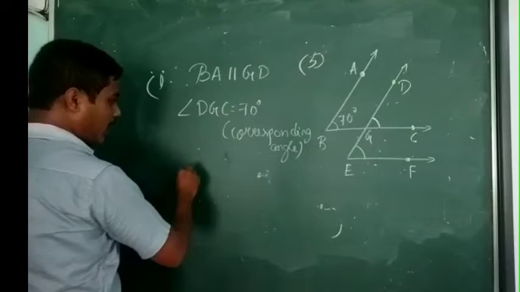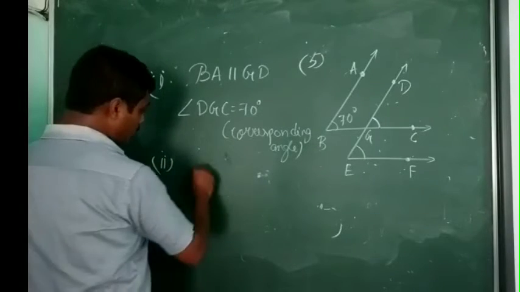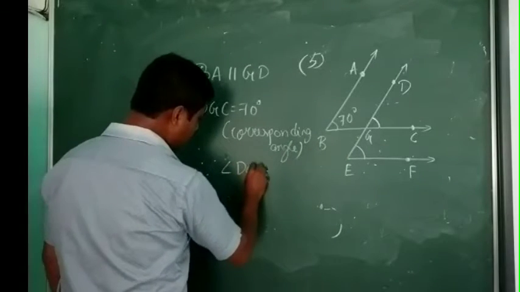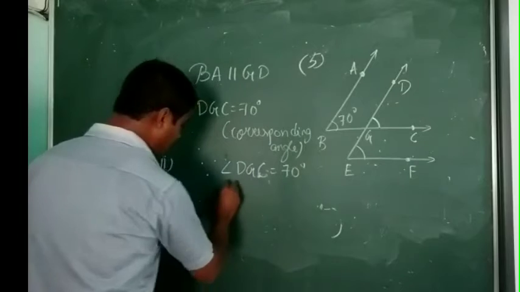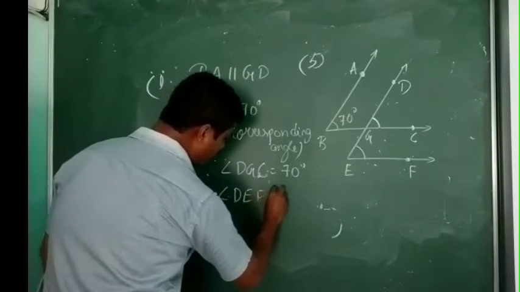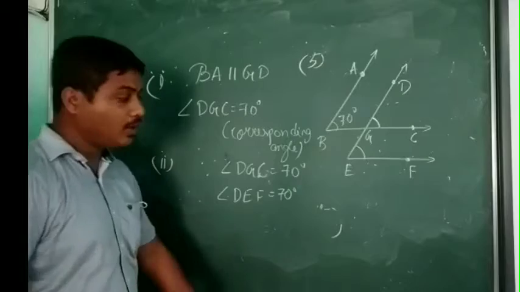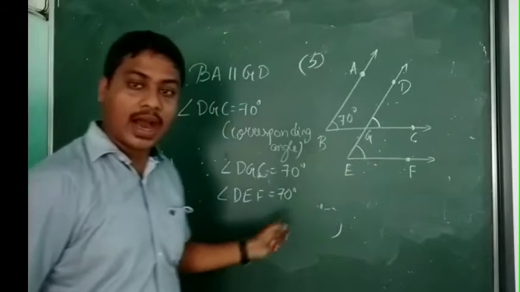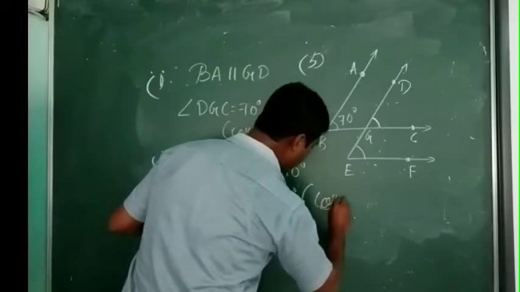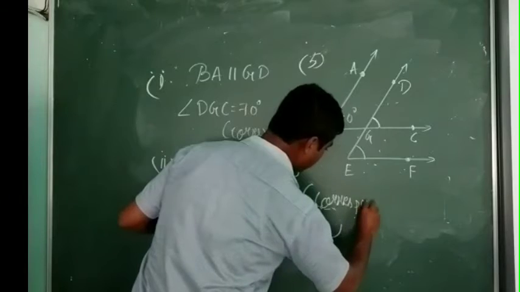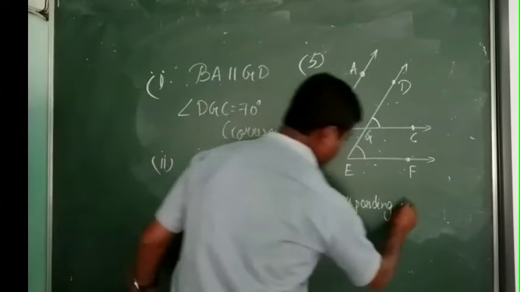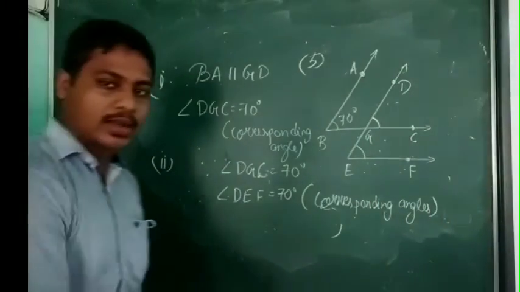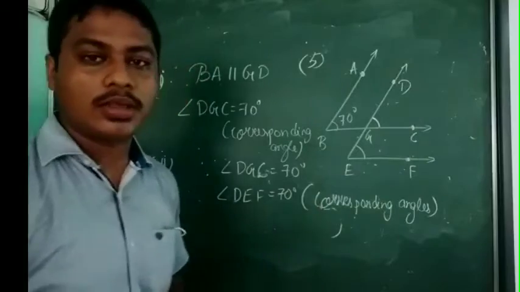Let us move to the next one, angle DEF, number 2. Since angle DGC is equal to 70 degrees, angle DEF will be equal to 70 degrees. Why? Because again DGC and DEF are corresponding angles. So we have got both answers: DGC and DEF are both equal to 70 degrees.